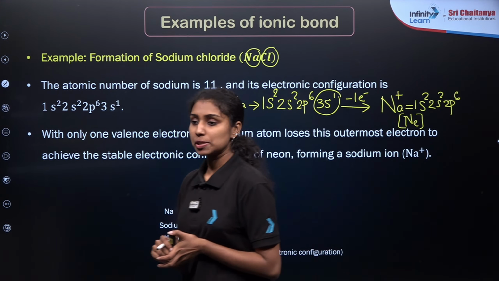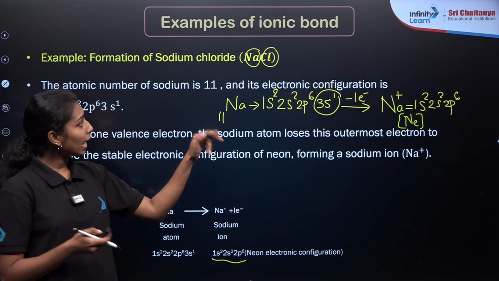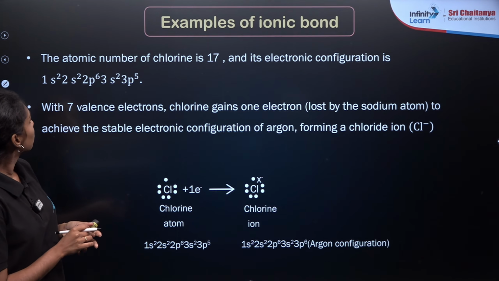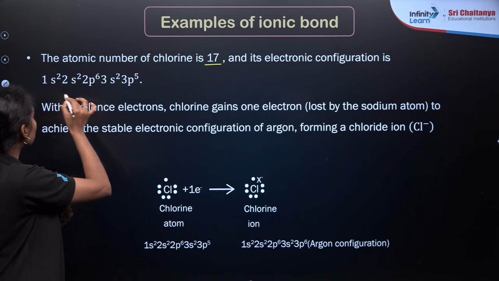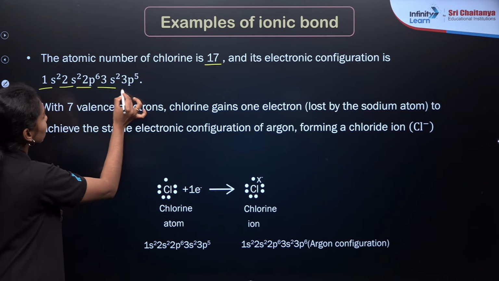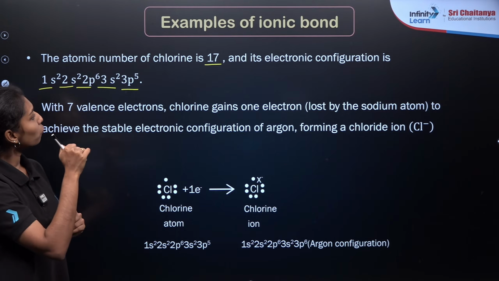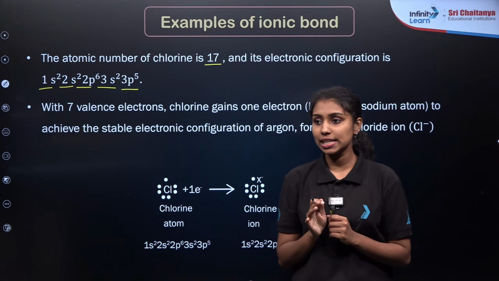Then what will be the other possibility? The electron lost by the sodium atom will be gained by the chlorine, right? So what is the electronic configuration of chlorine? Atomic number is 17, right? So 1s2, 2s2, 2p6, 3s2 and 3p5 is the electronic configuration of chlorine with atomic number 17, right?